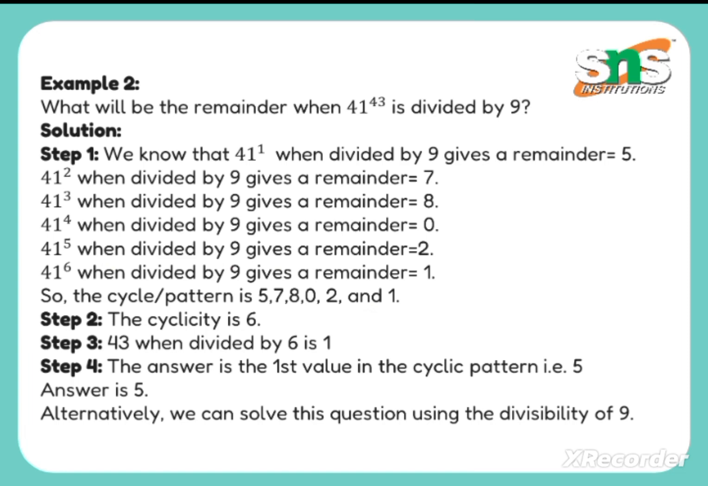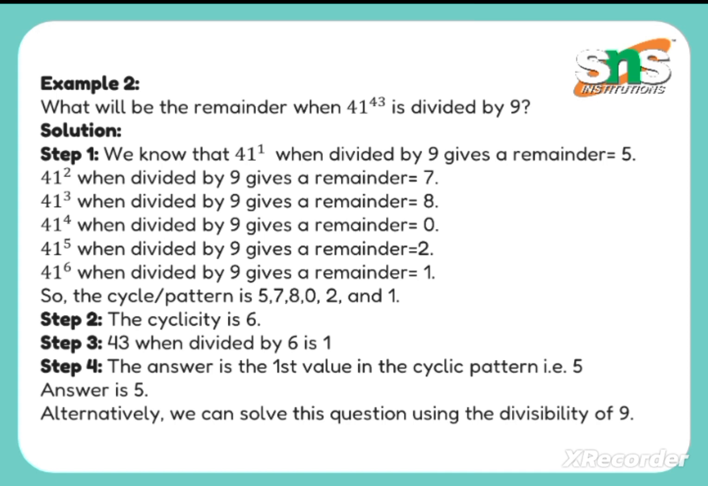Next problem. What will be the remainder of 41 to the power of 43 divided by 9? We know that 41 to the power of 1 divided by 9 will give us 5. And for 41 to the power of 2, as the value of n is increased and you divide by the divisor 9, you get a remainder 7. For 41 to the power of 3, you get the remainder 8. For 41 to the power of 4, you get the remainder 0. When the power is increased to 5, you get the remainder 2. And for 6, your remainder is 1.